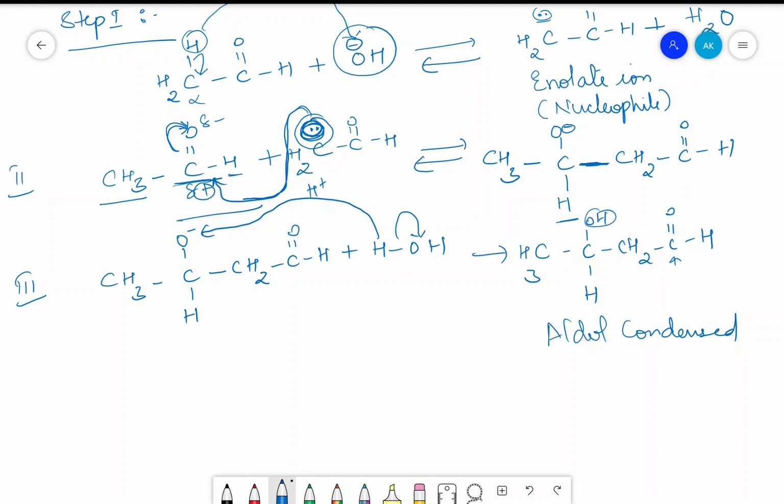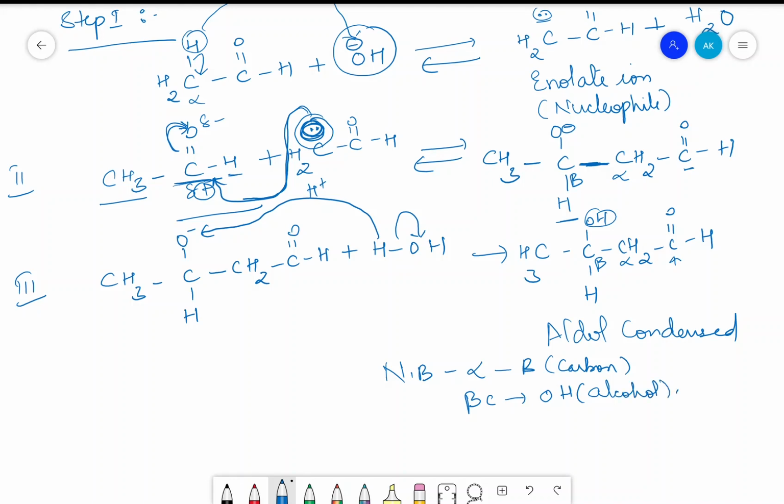This new bond is formed between two carbonyl groups, and if you check the positions of the carbons where the new bond is formed, this is your functional group, this is your alpha carbon, this is your beta carbon. So the new bond is formed between alpha and beta carbon. And one more thing we can generalize here is that the beta carbon contains the OH group, that is the alcohol group.